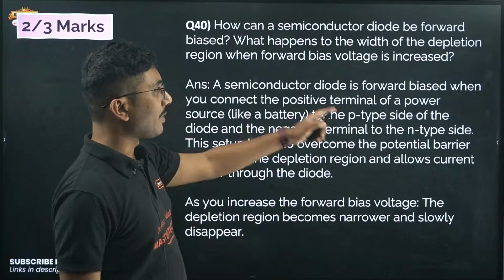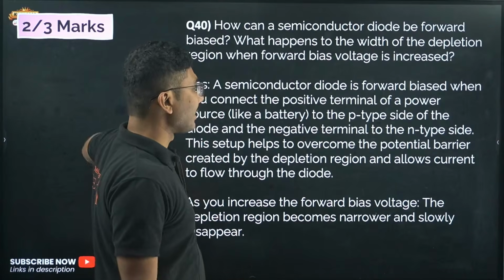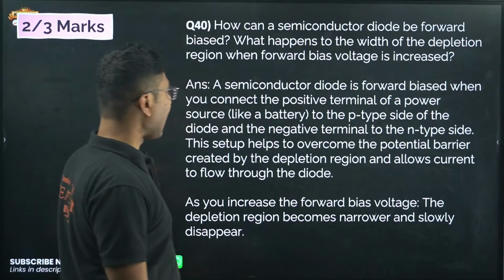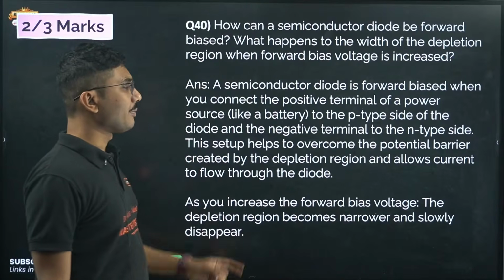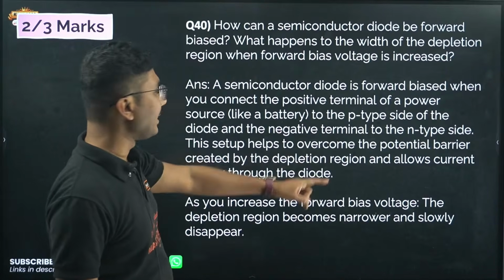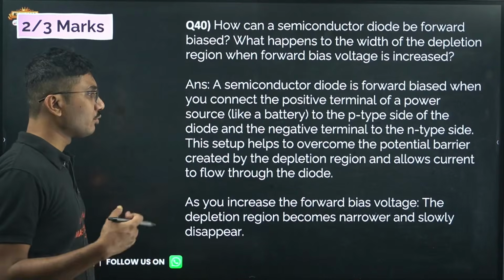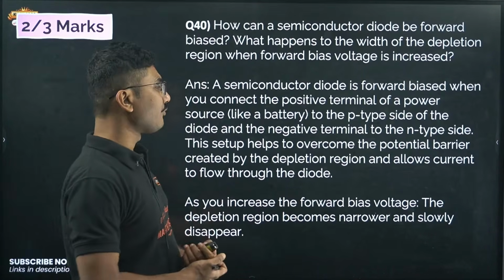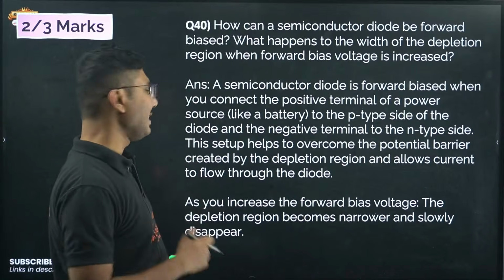A semiconductor diode is forward biased when you connect the positive terminal of the power source like a battery to the p-type side of the diode and the negative terminal to the n side. This setup helps to overcome the potential barrier created by the depletion region and allows the current to flow through the diode. As you increase the forward bias voltage, the depletion region becomes narrow and slowly disappears.